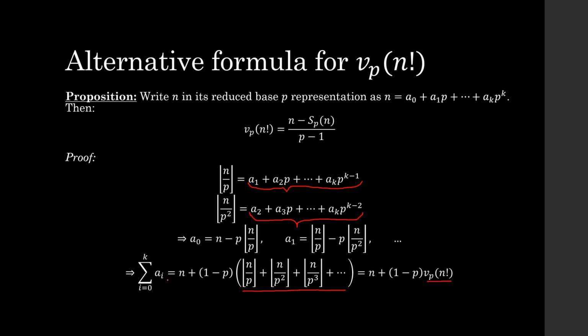So that means that the sum of all those digits equals n plus 1 minus p times VP of n factorial. Now I can just rearrange. I subtract n on one side, and I divide by 1 minus p, to get VP of n factorial equals n minus this sum, over p minus 1. I've just changed the sign at the top and bottom here: I divide by 1 minus p, and then I change the sign to get the n in front. This sum of the digits we know to write concisely as SP of n. And so that's exactly what we wanted to find.